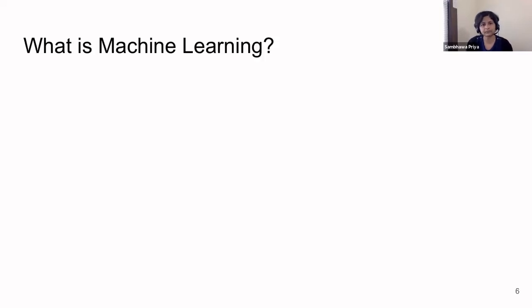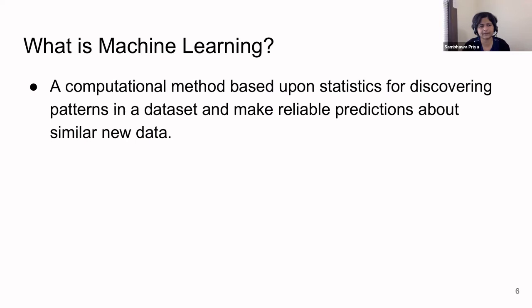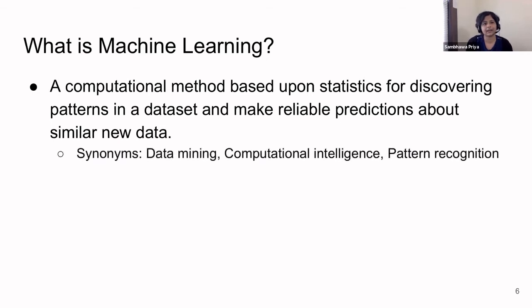Let's look at some of the formal definitions here. It's a computational method based upon statistics for discovering patterns in a data set and making reliable predictions about similar new data. There are different synonyms that are also used for this: data mining, computational intelligence, pattern recognition, and so on. Some of them mean slightly different things, but overall come under the umbrella of machine learning.